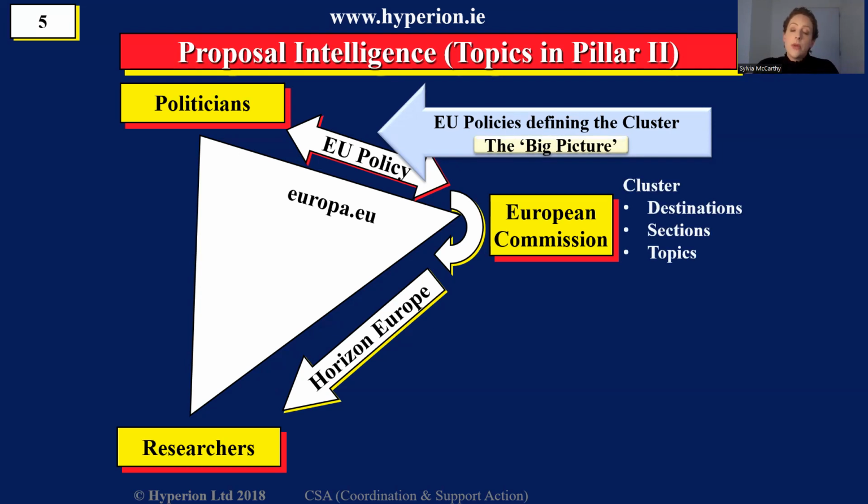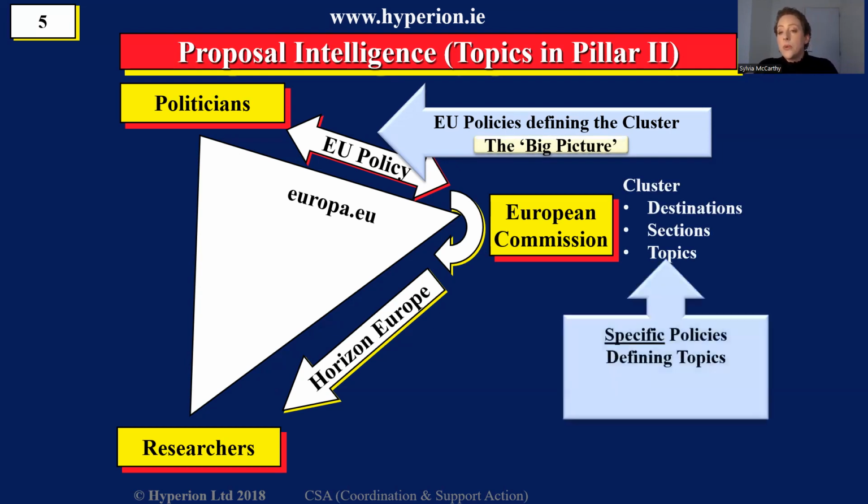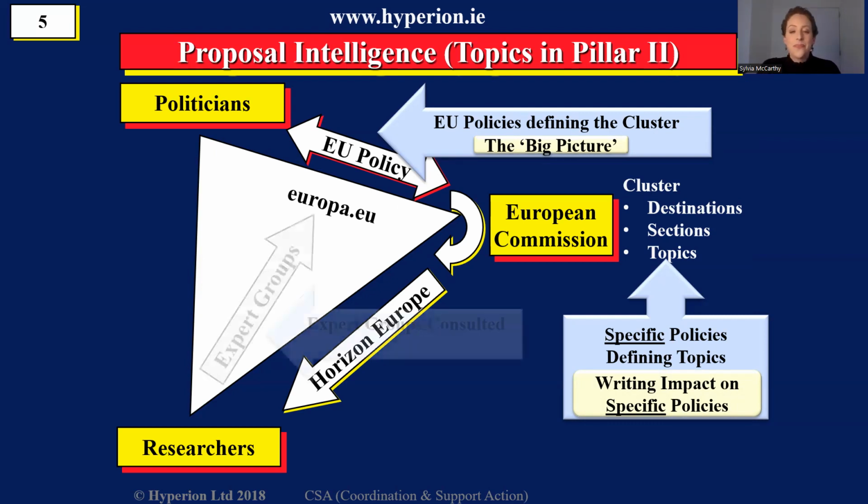Then going into more detail, we can look at the destinations, the sections, the topics within that cluster, and here we can start to identify the specific policies that define the topics. This word specific is absolutely crucial. The more specific, the more connected you can show your topic is, the more relevant it will be to the policymakers. So this is where you can think about writing the impact on the specific policies. If you don't know what those policies are, how can you write an impact on them?